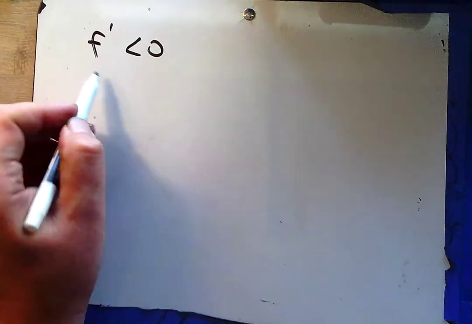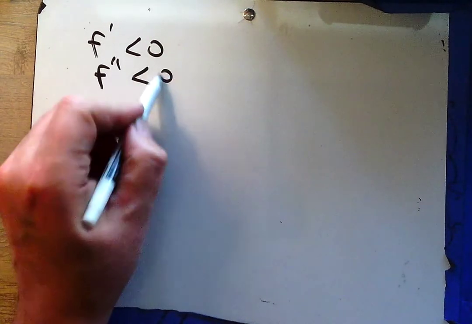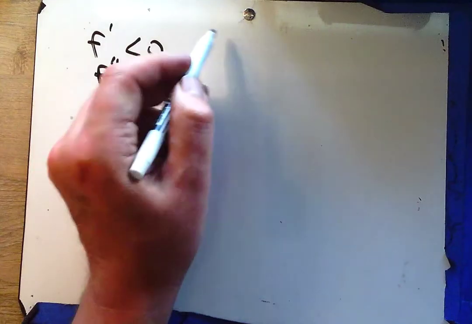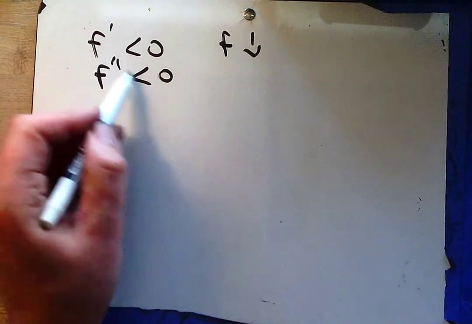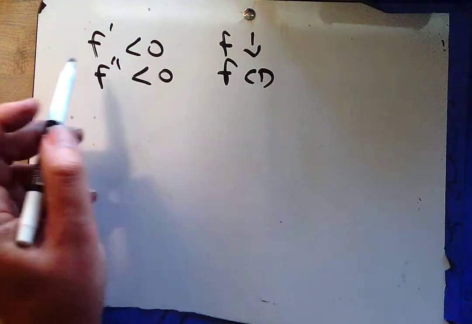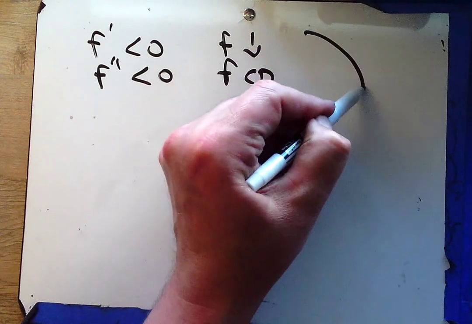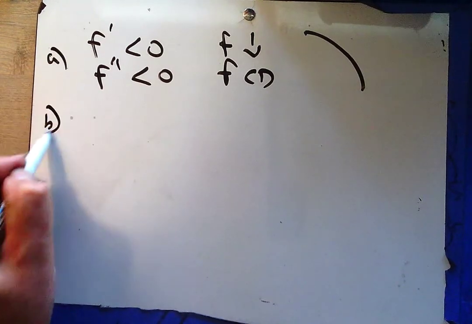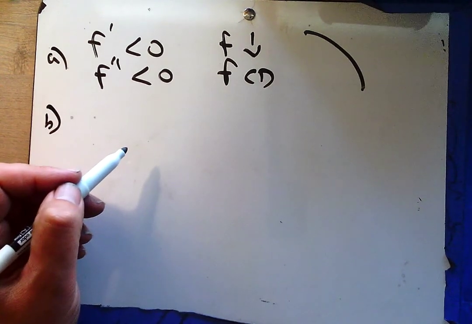Okay, next. Sketch a curve whose first and second derivatives are everywhere negative. F prime is negative, f double prime is negative. Well, f prime negative means f is decreasing. F double prime negative means f is concave down. So I want decreasing and concave down. Okay, that's A.